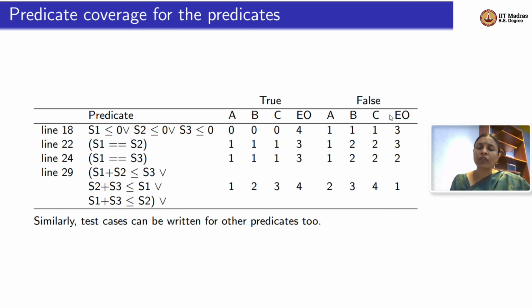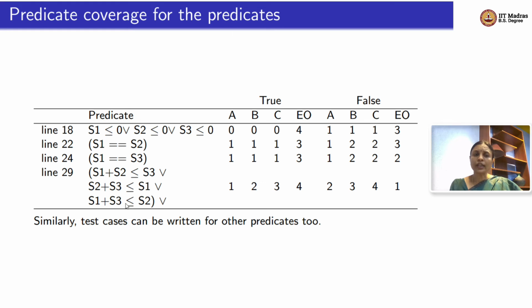But there is nothing that prevents you from giving 1, 1, 2 or 1, 2, 3, in which case the expected output could be the respective value for tryout. Now lines 22, 24 and 29. Line 22 checks for S1 equal to S2. So you give side 1 and side 2 to be equal. Here we have given all 3 sides to be equal, which is okay, just slightly stronger than 2 sides being equal. Expected output EO is 3 because it's an equilateral triangle.